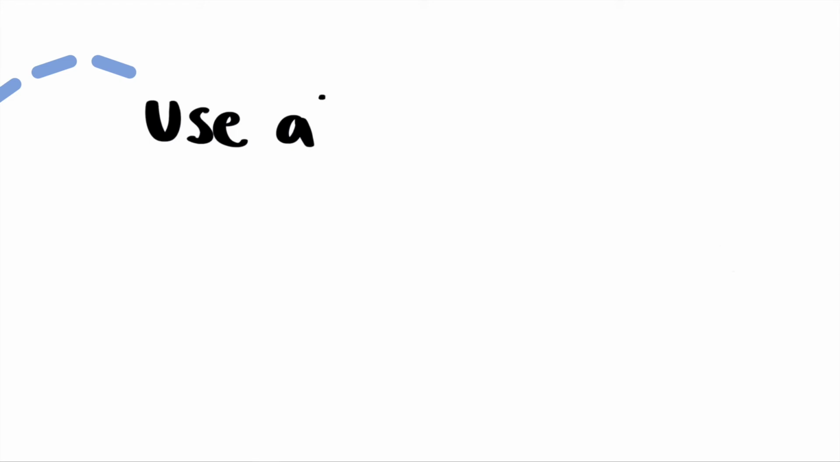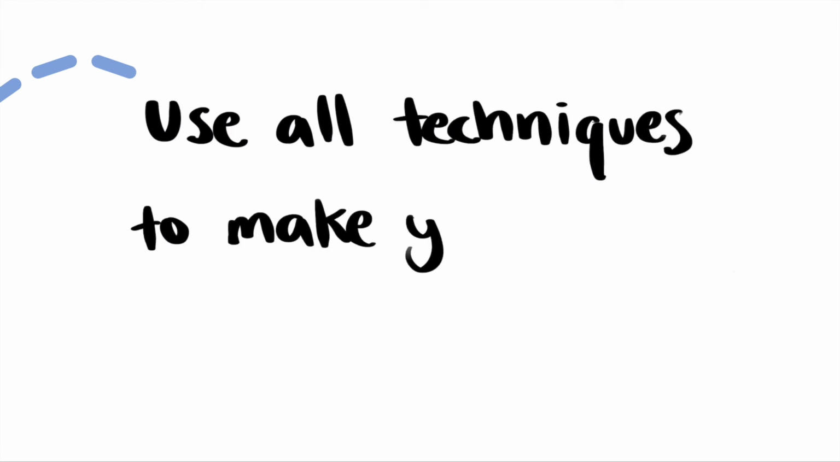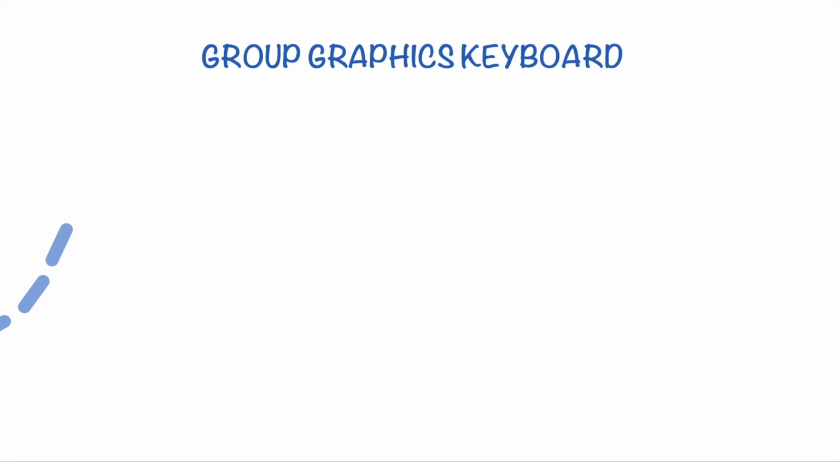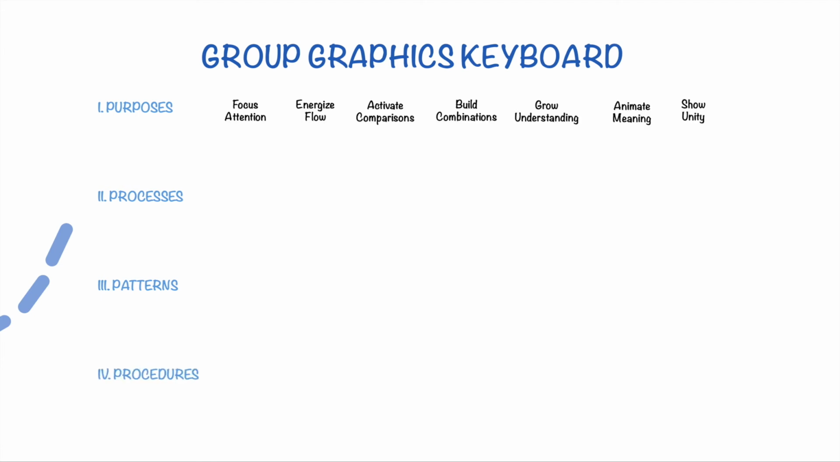Then use all techniques to make your own visual graphic. You can understand this better with the Group Graphics keyboard. This organizes all graphics into 7 archetypal processes. It is divided with the purposes, processes, patterns, and procedures. There are 7 different purposes for each of the 7 different graphics.